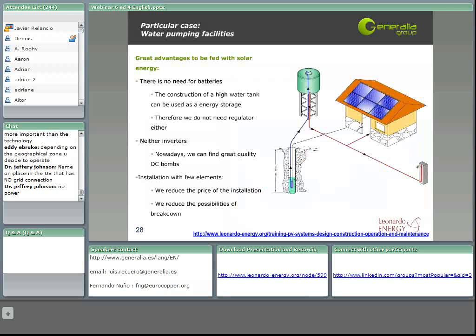in height. So the number of elements can be reduced just to the panels, the pump, and a control box, which will be provided by the pump manufacturer normally. This way we can reduce the price of the installation, and we also reduce the possibilities of breakdown.